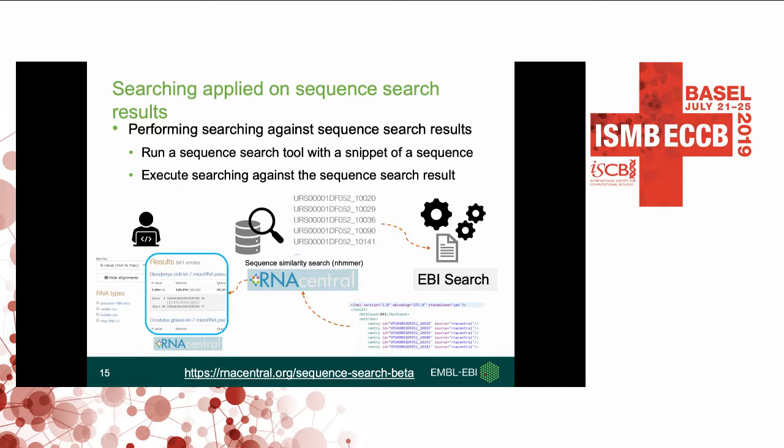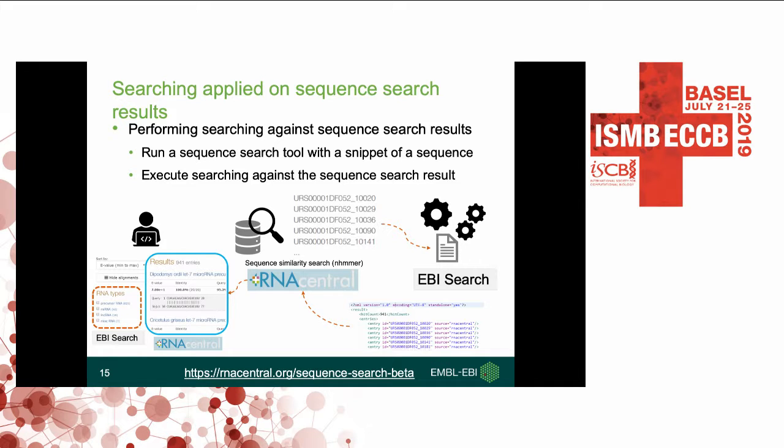In the middle section, there is a list of similar sequences which are coming from the sequence similarity searching tool. On the left side, there are facets which are coming from the EBI Search API. If a user applies a facet, RNA Central will call the EBI Search API again with updated parameters, and EBI Search will give back to RNA Central a refined result, and RNA Central updates the web interface.